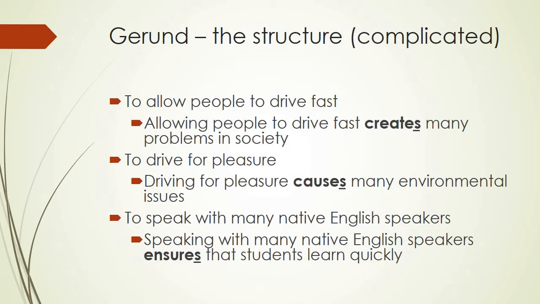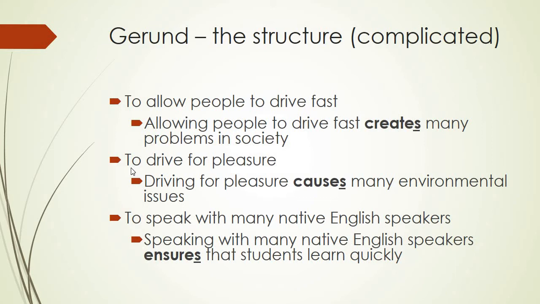Okay, but if we want to make it a little bit more complicated, so we have this clause here, to allow people to drive fast. So we've got the first verb, so we would say allowing people to drive fast, and then next we do the verb. So all of this here, all of this is the subject, and then we have the verb, and again the verb is in the third person singular, so that's why we need an s on the verb. So allowing people to drive fast creates many problems in society.